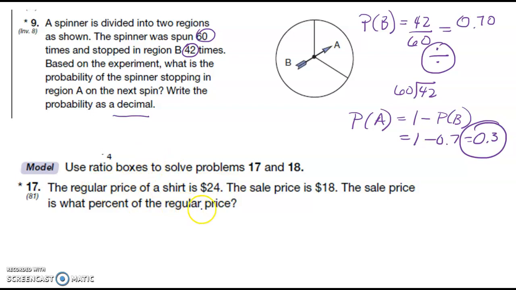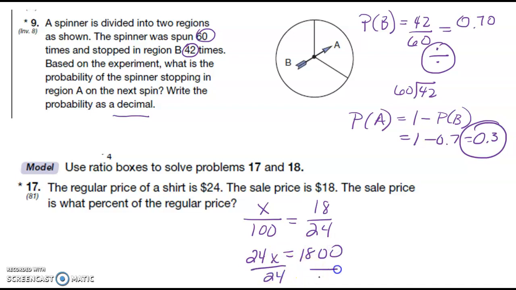Okay, regular price of a shirt is $24. Sale price is 18. The sale price is what percent? So what percent, what per hundred, sale price of the regular price. And that is 75%.